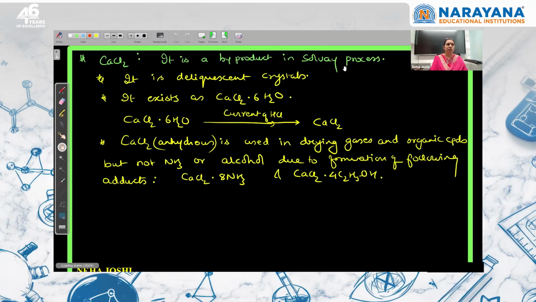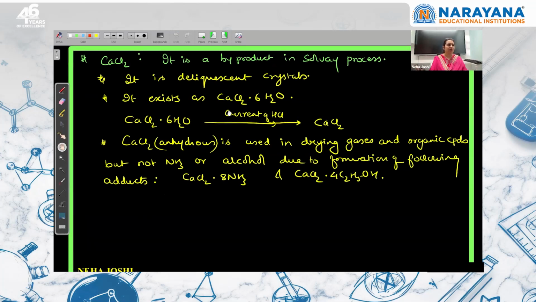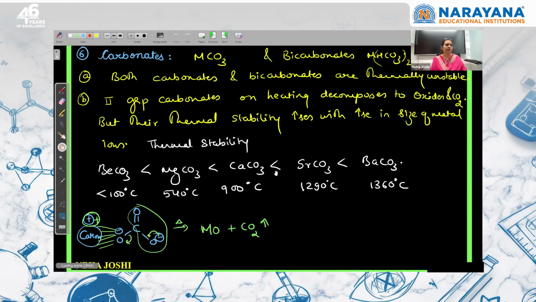Okay? CaCl2 is a byproduct of Solvay. What is its function? Nothing new. We have already done it: it is used for dehydrating or drying gases, except for ammonia and ethanol.